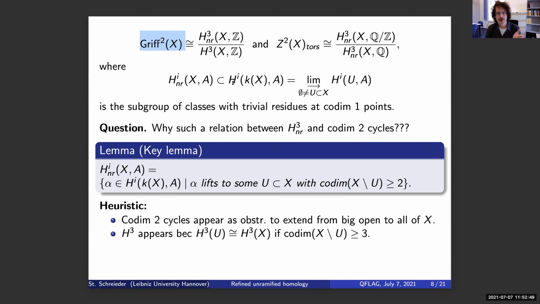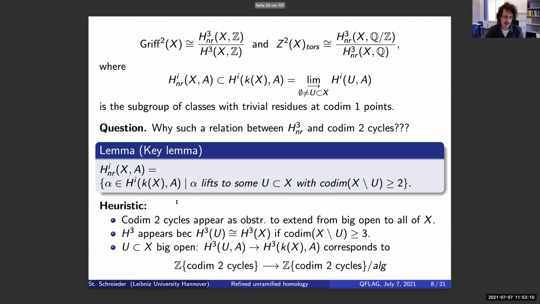Well, unramified cohomology is not only a class on a big open subset, but the image of that class on the function field. So the same representative on the generic point may have different lifts to different open subsets, that big open subsets. And that's exactly the relation that corresponds to algebraic equivalence. So mapping the cohomology on a big open subset to the function field corresponds exactly to going from the free abelian group of codimension 2 cycles to the free abelian group of codimension 2 cycles mod algebraic equivalence.